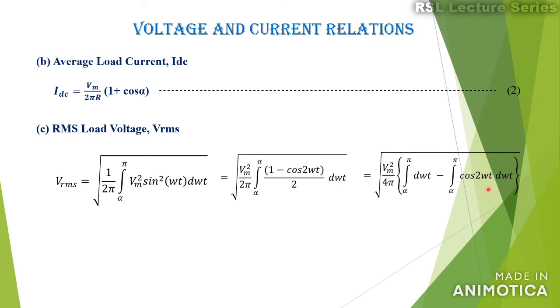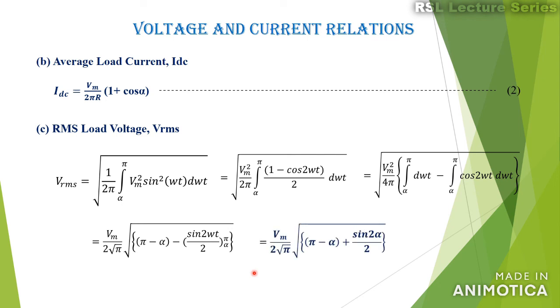Now on integration, we can take Vm square by 4 pi outside the root, so that can be written as Vm by 2 root pi. The remaining terms are under root. The first term, integration of d omega t, is nothing but omega t over the limits alpha to pi. On substituting the limits, we get pi minus alpha, minus integral of cos 2 omega t, which is sin 2 omega t divided by 2 over the limits alpha to pi. Now substituting the limit, we'll get Vm by 2 root pi, under root pi minus alpha plus sin 2 alpha by 2. So this is the RMS value of the load voltage.